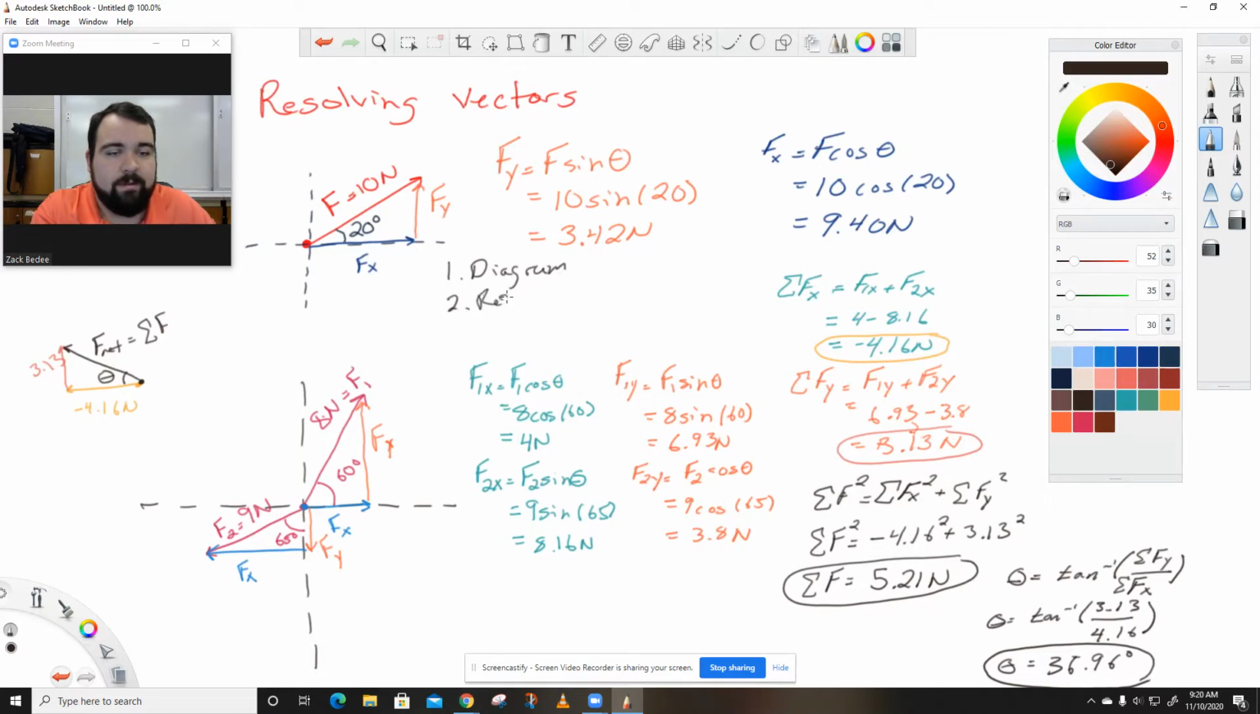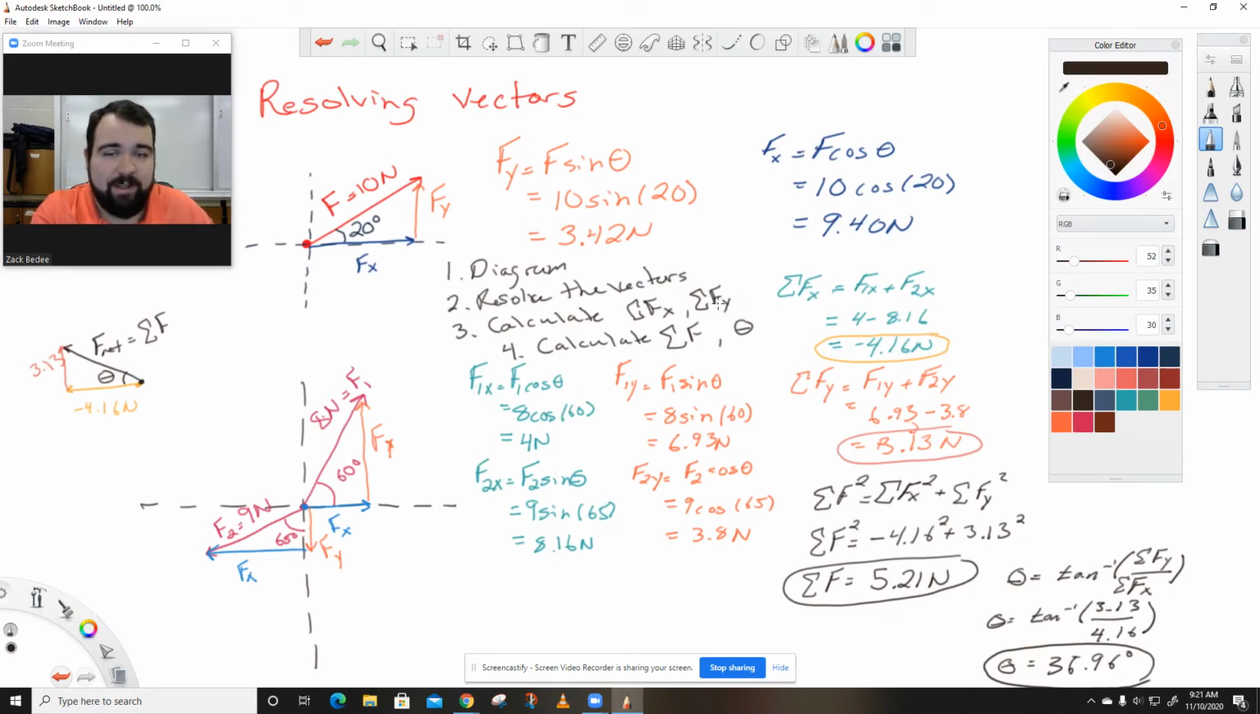So the process to that whole thing is, first, you always want a diagram to resolve the vectors. And that's the part where you break it into components. Third, you want to calculate the net components. So you want to calculate F net of x and F net of y. And go ahead and find the total net force and the angle.